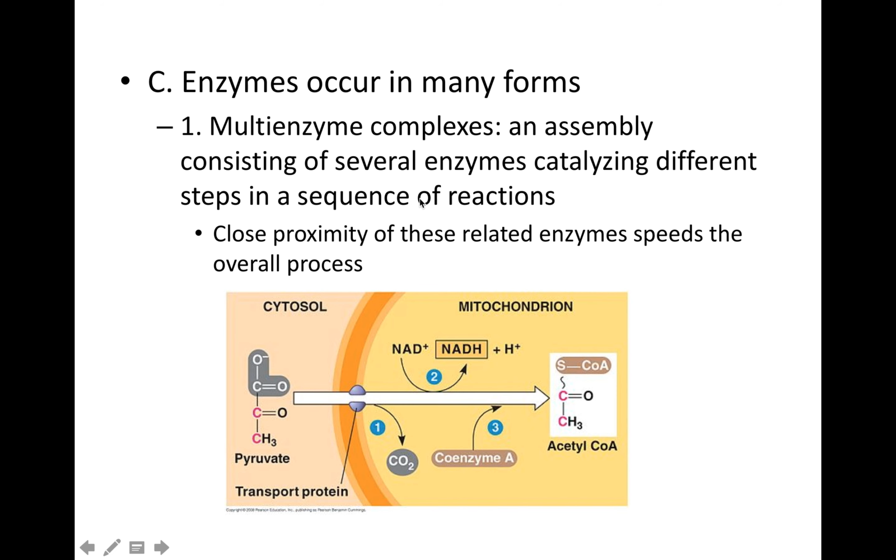Now, enzymes occur in many forms. The multi-enzyme complex is basically an assembly line of several enzymes that work together. Here we have an enzyme that will cleave off a carbon and form CO2, and then pass it on to another enzyme that's going to use NAD+ to turn it into NADH. The close proximity of these enzymes speeds the overall process of taking pyruvate, in this example, and forming acetyl-CoA. All it's saying is that if you have a bunch of enzymes lined up in a row, then you have a multi-enzyme complex.